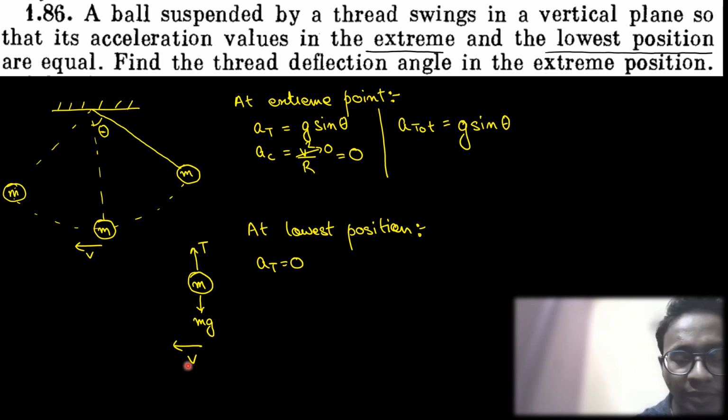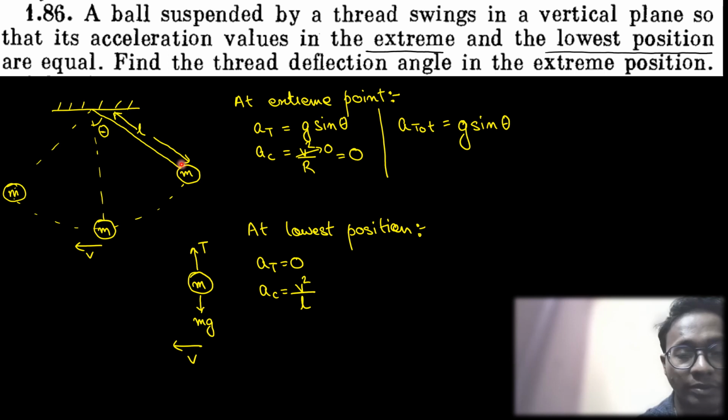So out here, what is the velocity? The centripetal acceleration at the lowest point is equal to v squared by r, or v squared by l, where l is the length of the pendulum string. To find out the value of v, we must use the work energy theorem.